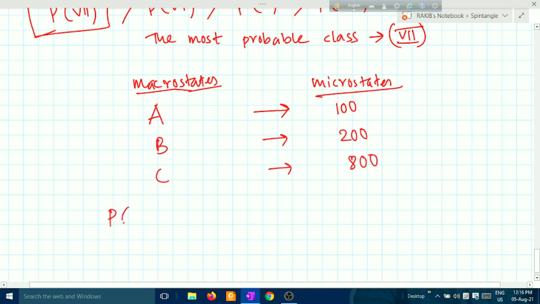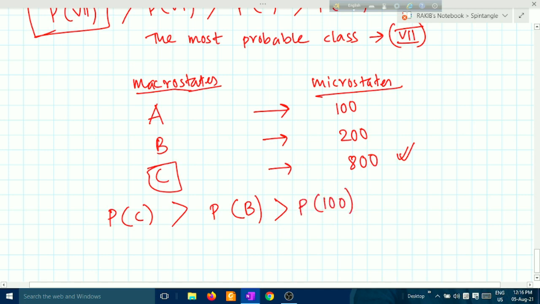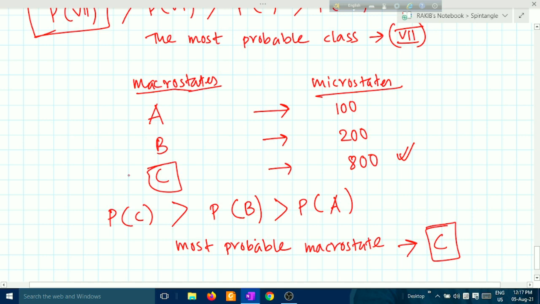Then what will be the most probable? The probability of choosing a microstate from macrostate C is greater than that of B, which is greater than that of A. P_C is greater than P_B is greater than P_A. You can easily compare this with the previous example. This means what is the most probable? The most probable macrostate is macrostate C. I think this will be clear to you.